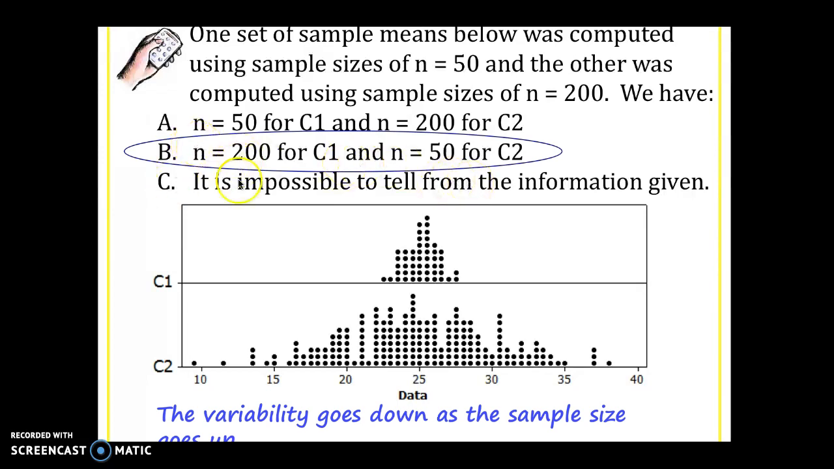So the answer is B. If we have a bigger sample size, each of these dots in C1 represents a mean gathered from a sample of 200, but those means as a distribution are going to be much more compact and less variable than if we take a smaller sample size of 50. Remember, smaller sample size means if we take even one outlier in that sample, it's going to have a much bigger effect.